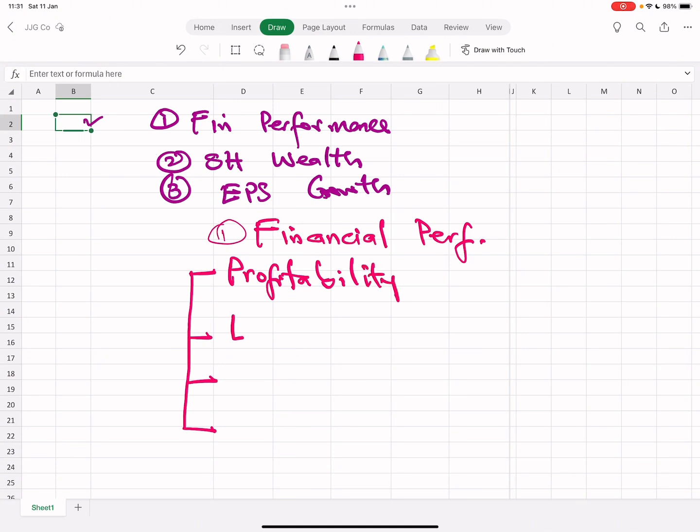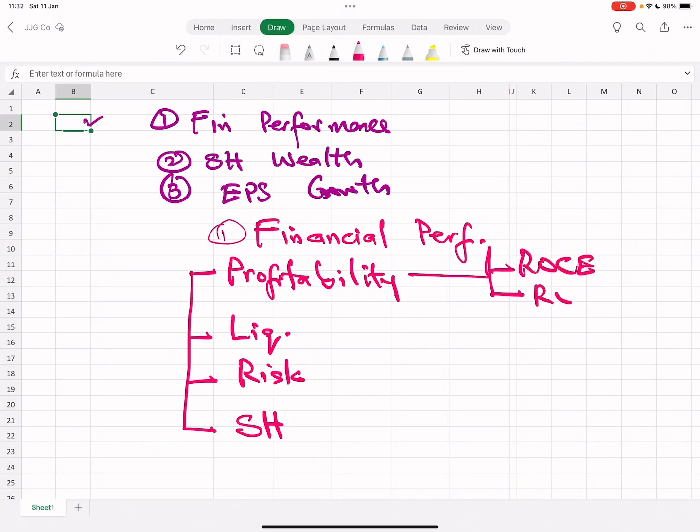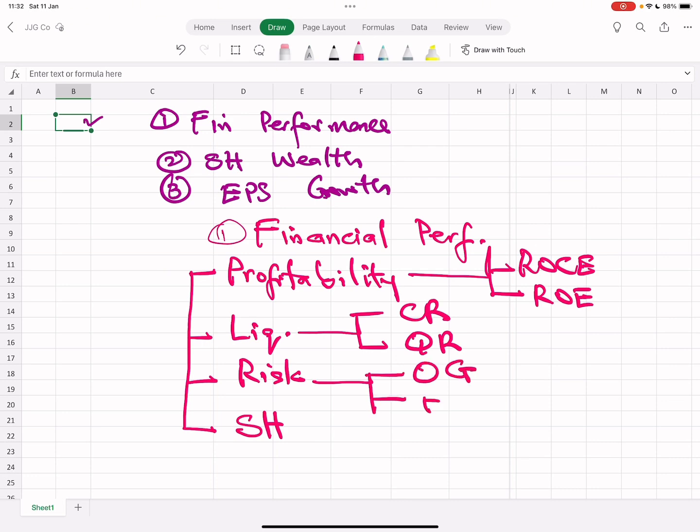I told you there is liquidity ratio, risk, and shareholders ratios. For profitability ratios, I remember I told you it's about ROCE and ROE. And for liquidity ratios, you do current ratio and quick ratio. For risk, there is operating gearing, there is financial gearing, and interest cover.